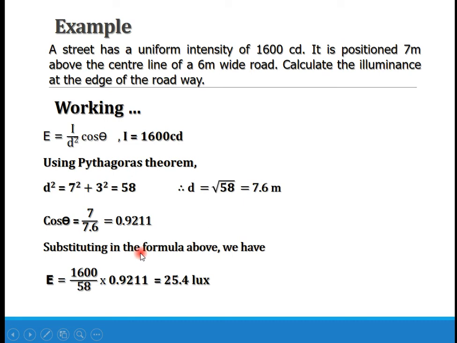So substituting into the formula whatever we have calculated, we have E is equal to the intensity, 1600, over 58. 58 is the D squared. So the value of D squared is 58. So you don't need to square 7.6, since we already have 58, which is D squared. So you multiply this by cos theta, which we have calculated is 0.9211, which gives us 25.4 lux. That is the value we are supposed to work out.